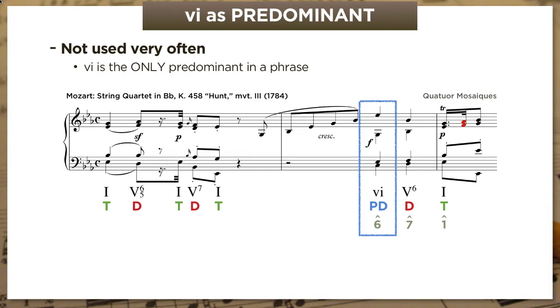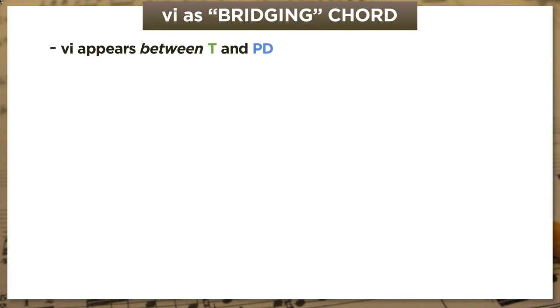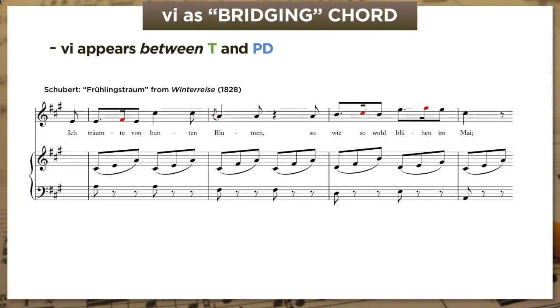All right, 2 down, 1 to go. The last main use of 6 is as a so-called bridging chord. We get this when 6 appears between tonic and predominant. The example on screen shows the vocal entrance from Frühlingstraum, or Springtime Dream, from Schubert's song cycle Winterreise. And the chord progression here is one you've probably heard a million times.